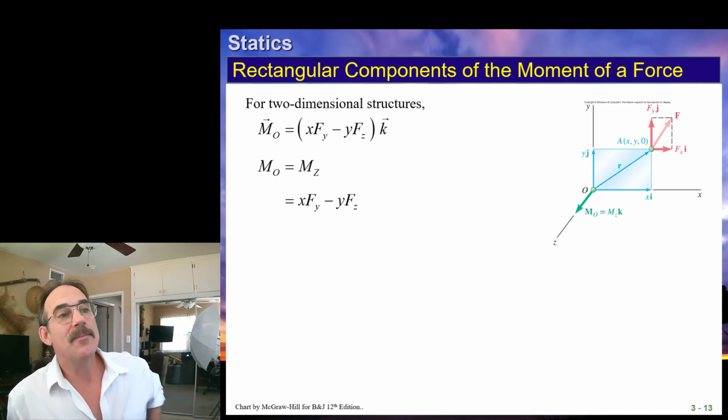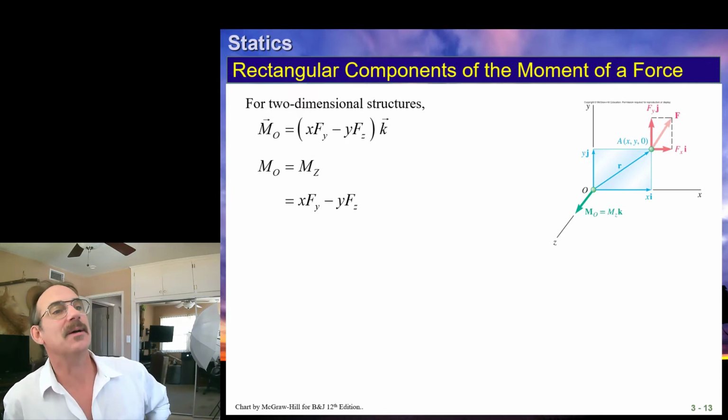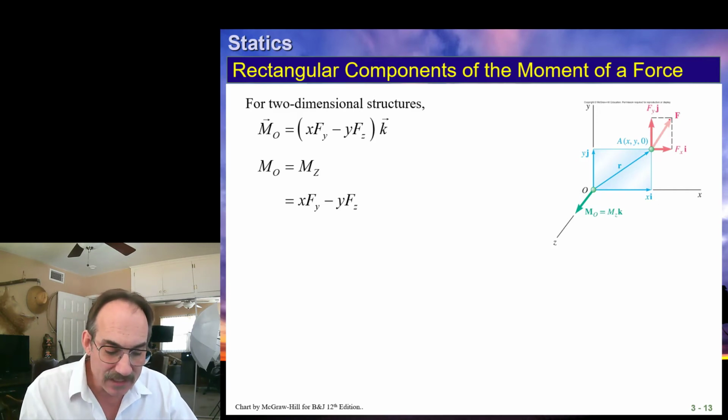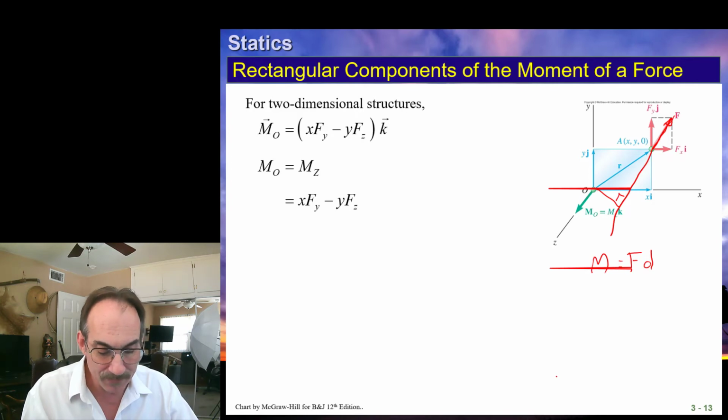If we have a two-dimensional structure, it gets a little simpler. In this particular case, we have this force. Now, there's a couple ways we can solve it. Remember, we can just solve it as F times D. If this is the line of action of the force, and we want the moment about point O, all we have to do is extend this line and figure out what the perpendicular distance is. We can just multiply the magnitude of F times that distance, D, which is equal to the magnitude of our moment.